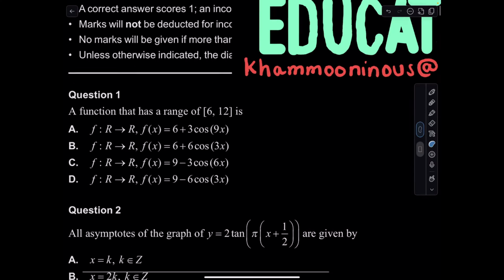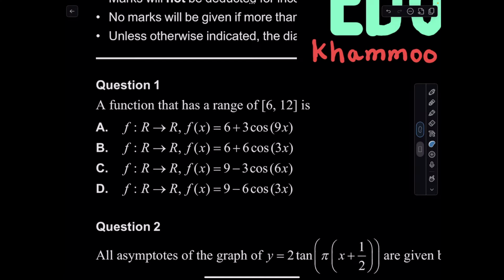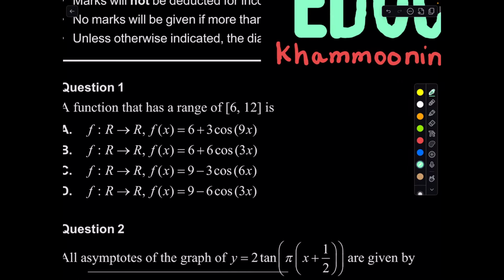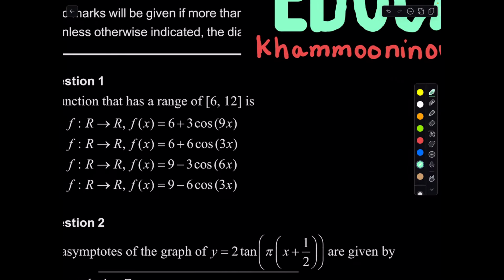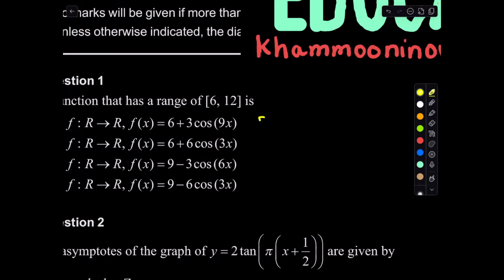All right. So in this case, they've given us the range, and they're basically asking which of these functions gives us this range? So let's do this one first. What's our b? Our translation is 6, so 6 minus the amplitude, which is 3, and then 6 plus 3.